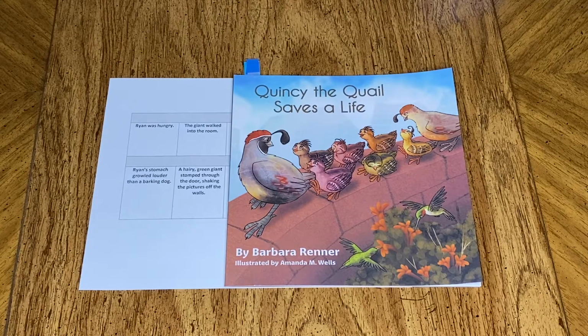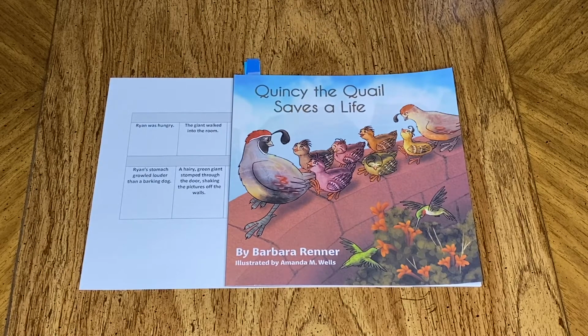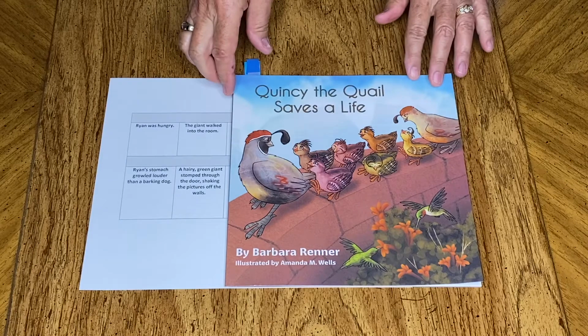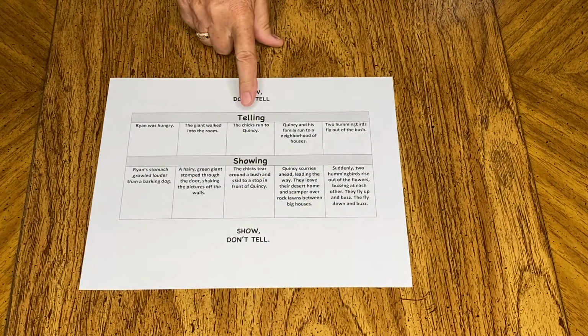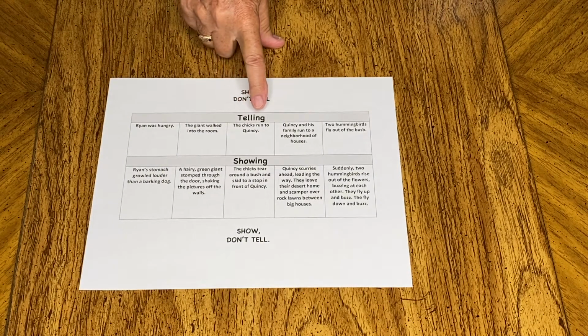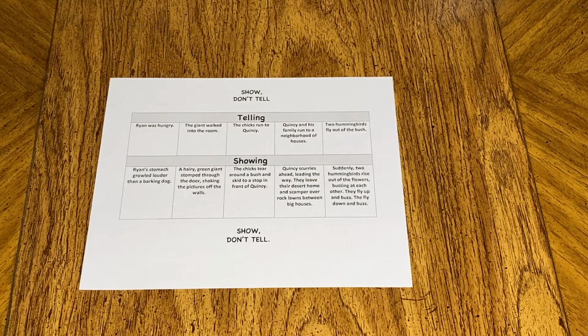What I'm going to do now is read 3 passages from my book, Quincy the Quail Saves a Life. And we're going to first see how telling it would be. So the first example is, if I told this, the chicks run to Quincy. Well, that's not very exciting, is it? So in my book, I have the chicks tear around a bush and skid to a stop in front of Quincy. There, that's showing you how the chicks ran to Quincy.